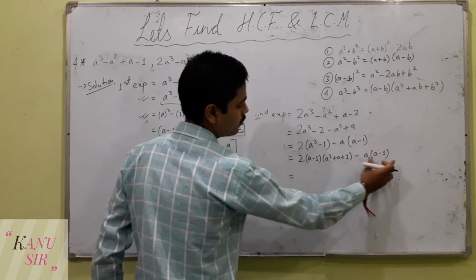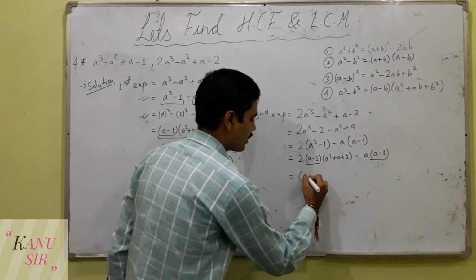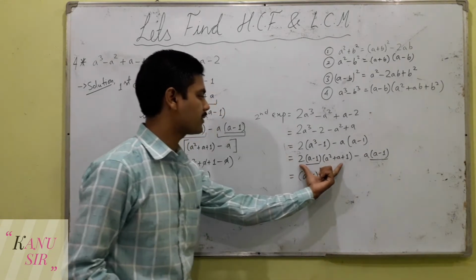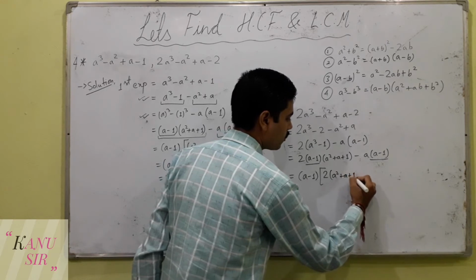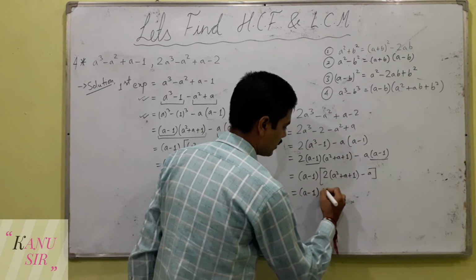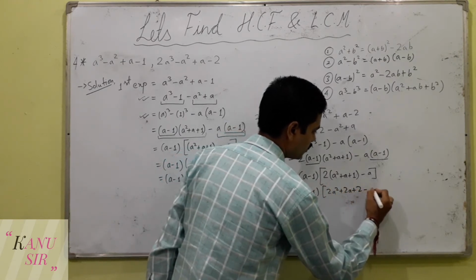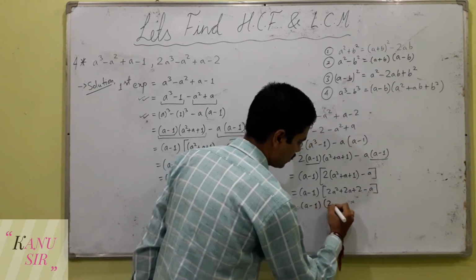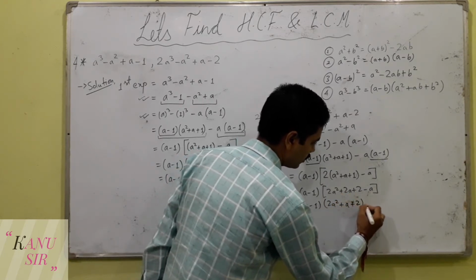Now from the 2 terms you can find a minus 1 common. Then you write a minus 1 and you have to put the square bracket because there are 2 factors still remaining: 2 times a square plus a plus 1, minus a, and a minus 1, and you have to open the bracket now. 2a square plus 2a plus 2 minus a. This way you will get 2a square plus 2a, and minus a, will get plus a, plus 2.